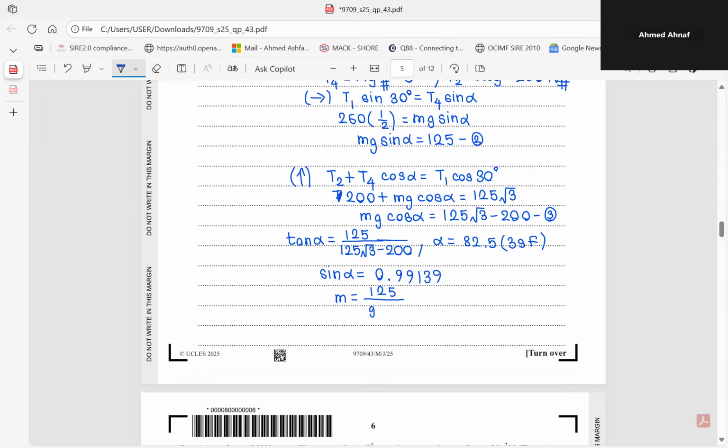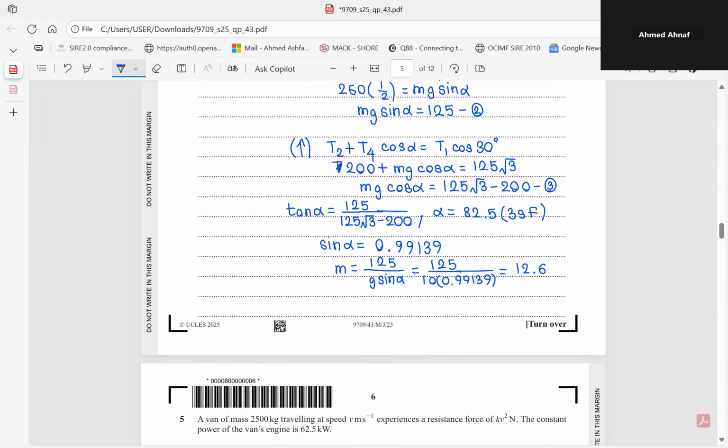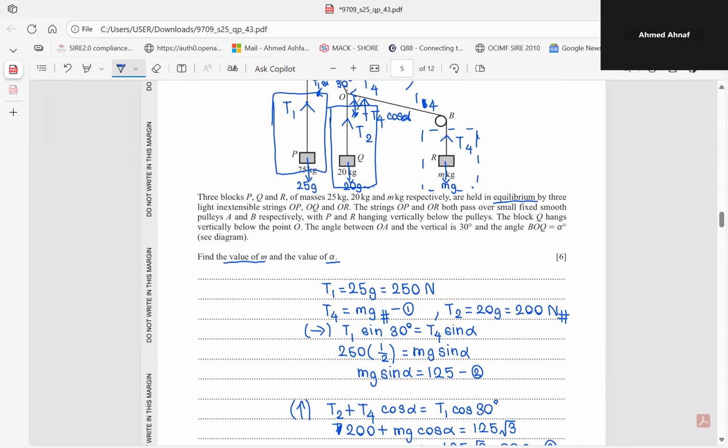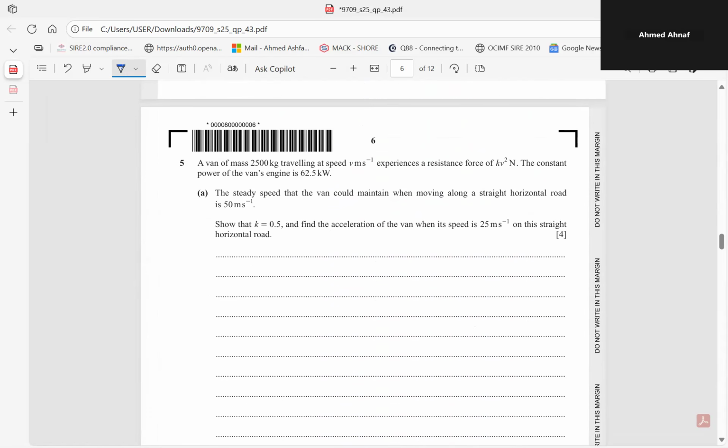Okay, so m would just be 125 over g sine alpha. So this is 125 divided by 10 times 0.99139. So this would give us 12.6 to 3 SF. So these are the final answers for alpha and m for this question. Let's head on to the next question.